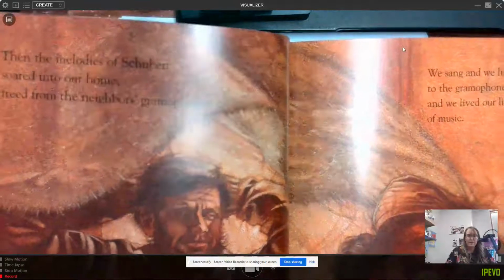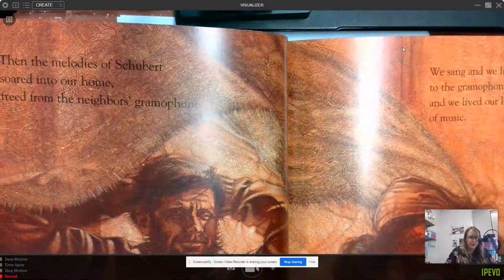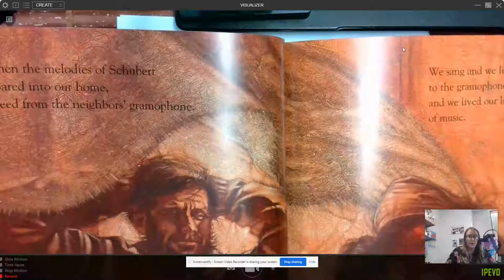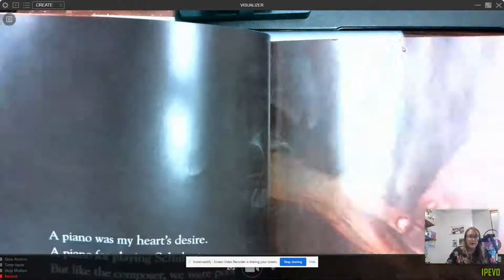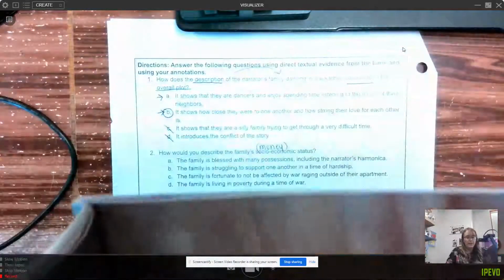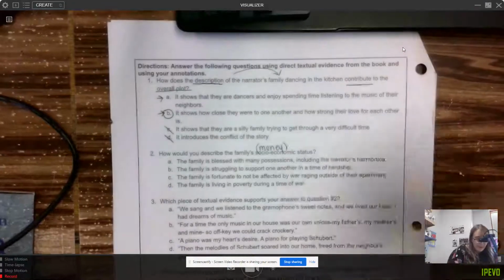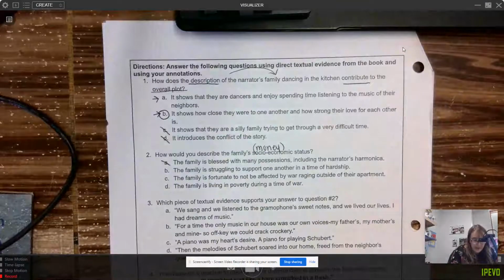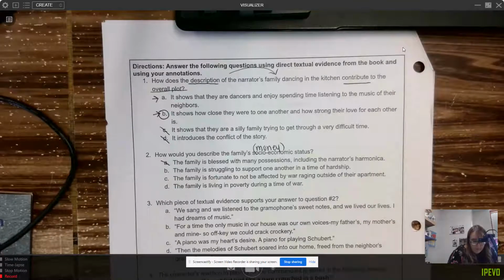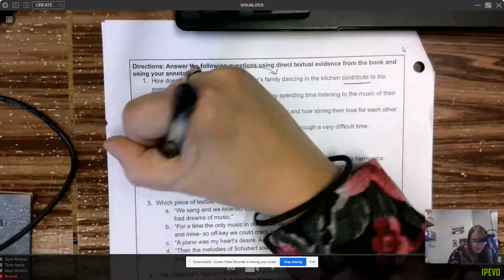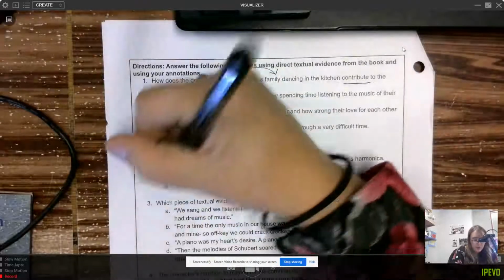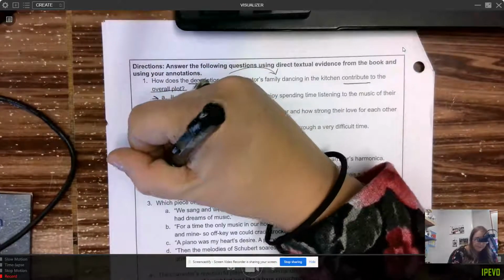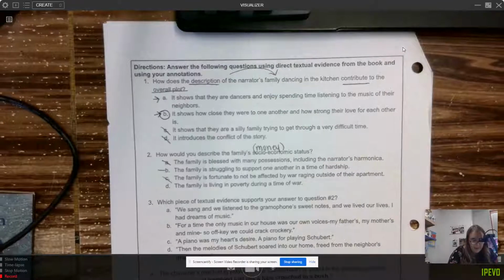You can see them kind of hovering together with the windows open because they're listening to their neighbor's gramophone, because they don't have one. And it even says that his dad works really long hours and comes home covered in the dust from the coal mine. So I definitely don't think that they have a lot of possessions. Okay. The family is struggling to support one another in a time of hardship, possibly. The family is fortunate to not be affected. Well, that's definitely not true because the Nazis figure out that they're hiding there or that they're Jews. They're not actually hiding, so they take them away. And the family is living in poverty during a time of war.